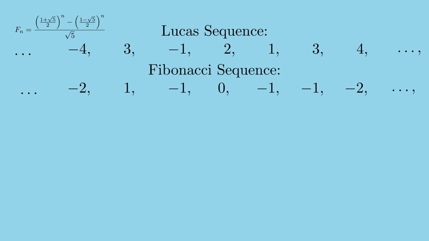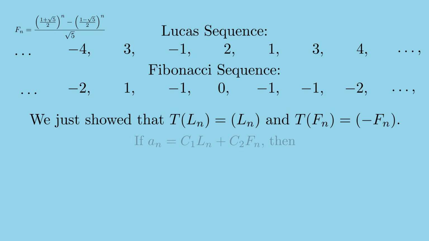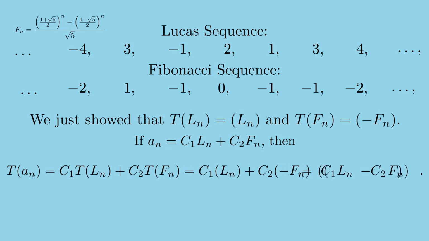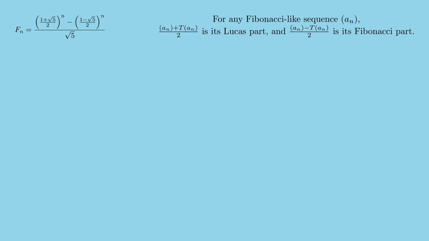Great. So we have this cool operation that acts on sequences, and we know that it leaves the Lucas numbers alone and negates the Fibonacci numbers. But remember, every sequence is built from just these two, so operating on this random sequence is incredibly easy, and gives us a way to split them up into their Fibonacci part and their Lucas part. In particular, if we add the original sequence with the transformed sequence, the Fibonacci part will cancel, and the Lucas part will double, so you'll get twice the Lucas part of the original sequence. And same with subtracting. The Lucas part will cancel, and the Fibonacci part will amplify, so you'll get twice the Fibonacci part.